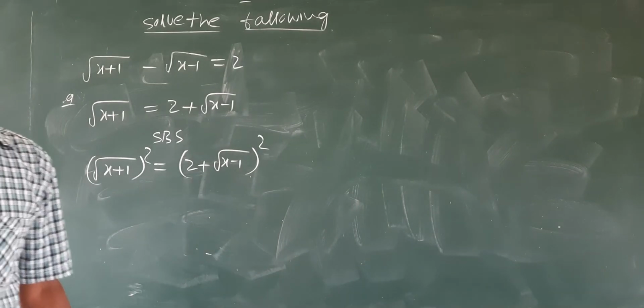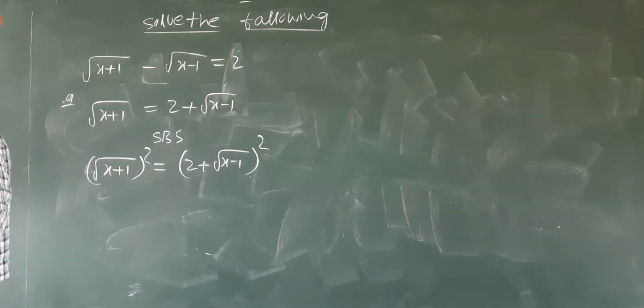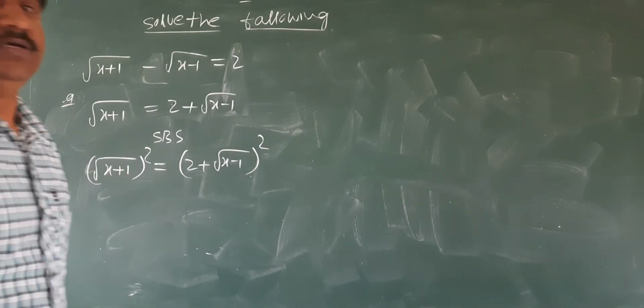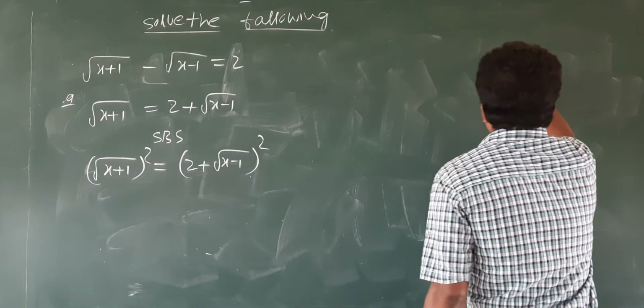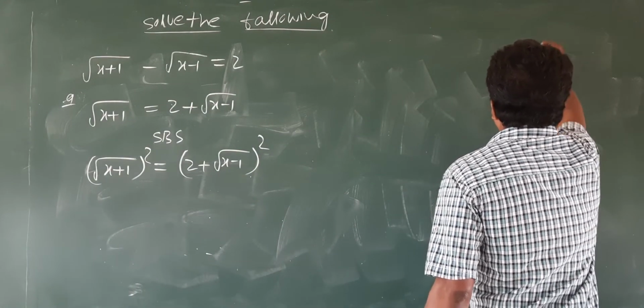On the right side, clearly it is a plus b whole square. A plus b whole square. What is a plus b whole square, students?